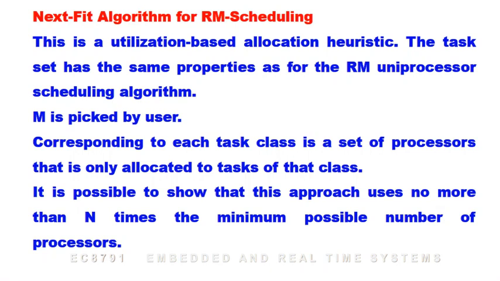Next fit algorithm for RM scheduling. This is a utilization based allocation heuristic. The task set has the same properties as for the RM uniprocessor scheduling algorithm. M is picked by the user. Corresponding to each task class is a set of processors that is only allocated to tasks of that class. It is possible to show that this approach uses no more than n times the minimum possible number of processors.